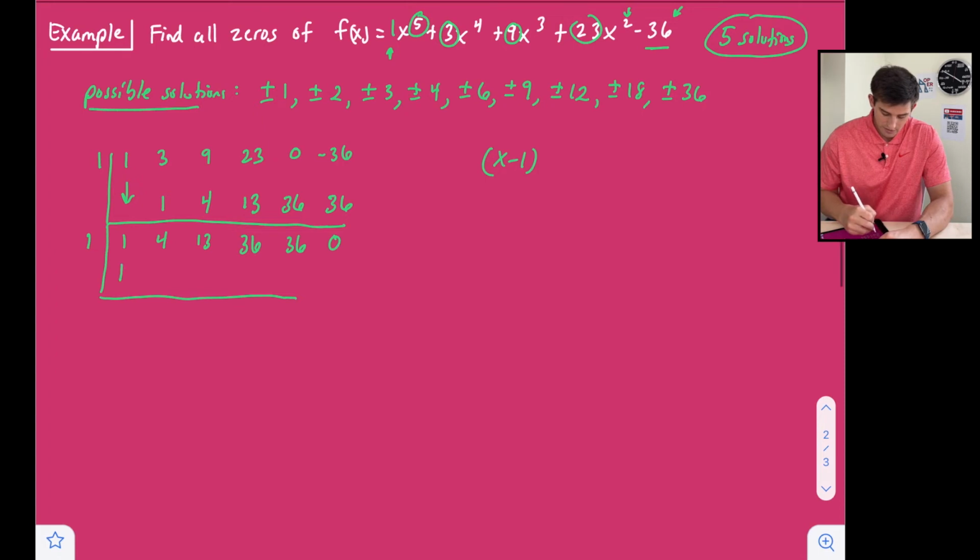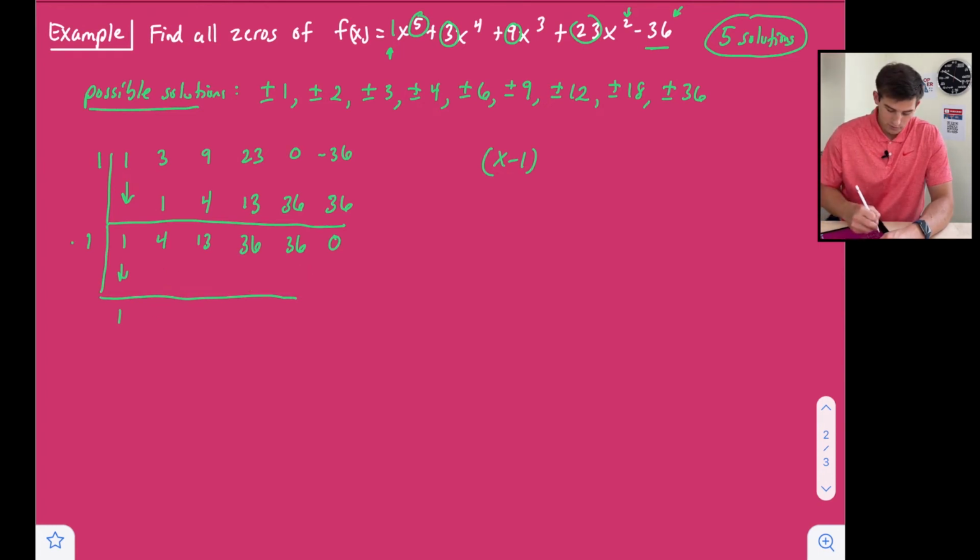So now we're going to bring down our 1 again. 1 times 1 is 1. This would be 5, 5, 18, 18, 54, 54, and 90. So did we end up with a remainder of 0? No, we did not. So what that tells us is 1 is a solution, but just one time. It's not a repeated solution. So I'm going to go ahead and erase what we did right here, and now I'm going to check another solution.